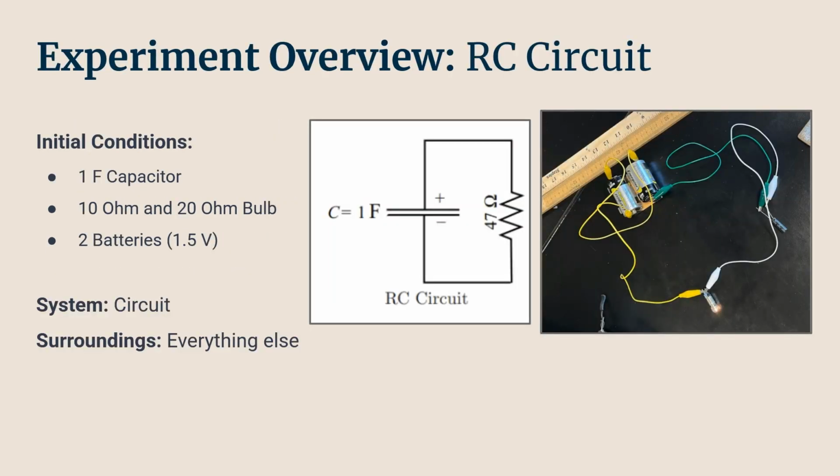Here's our experimental overview for the second part of the experiment with the RC circuit. The initial conditions: a 1F capacitor, a 10 ohm and 20 ohm bulb, and 2 batteries, each 1.5 volts. This system is a circuit and the surroundings is everything else.